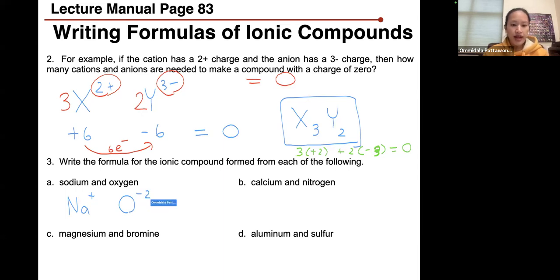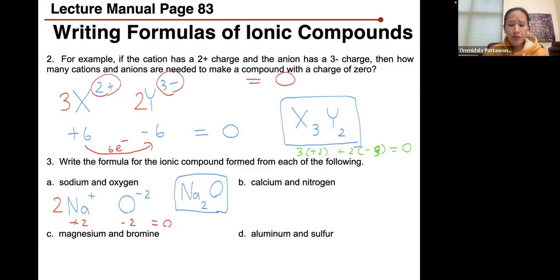So you probably notice that if I want to find the common number between 1 and 2, the common number would be 2. So therefore, in order for me to add the charges to equal 0, right, I need -2 and +2. What that indicates to me is that I need 2 of sodium in order to balance the charge of the oxygen. So therefore, in this case, the chemical formula of this would be Na subscript 2 and O. Okay, so that's pretty much what it is.